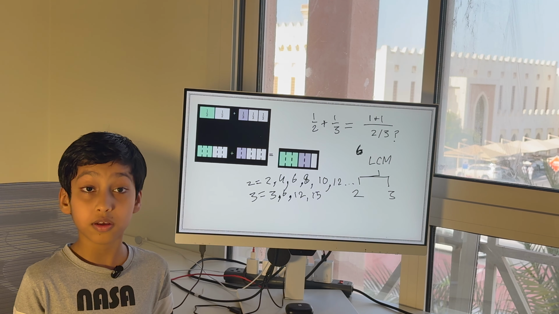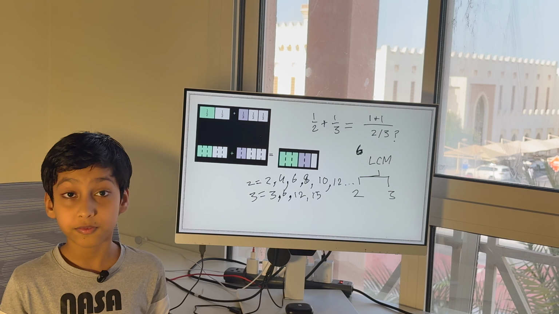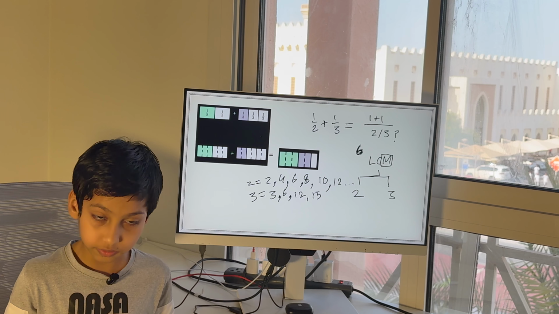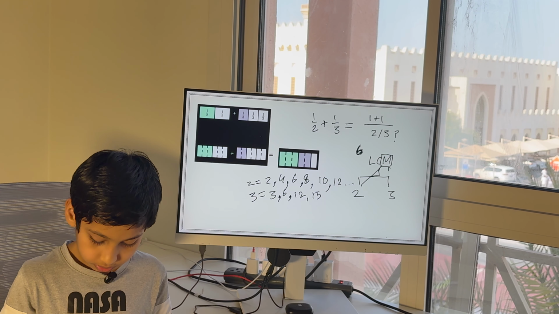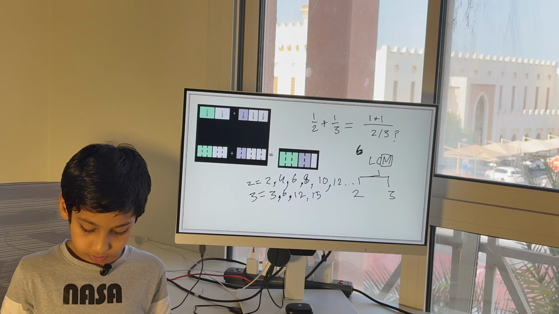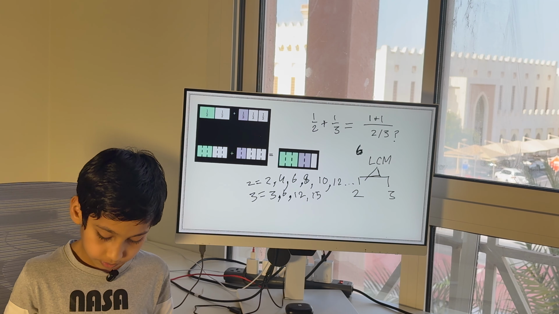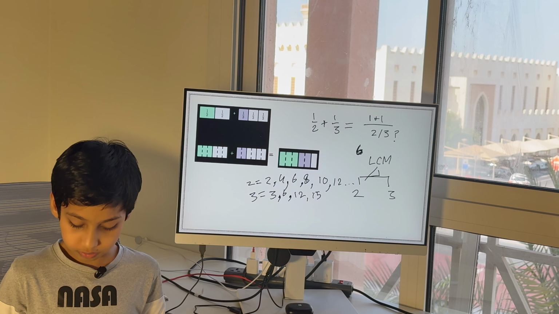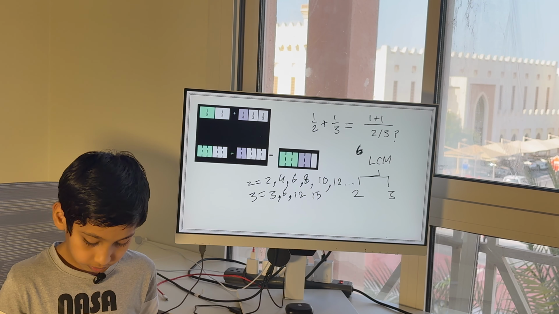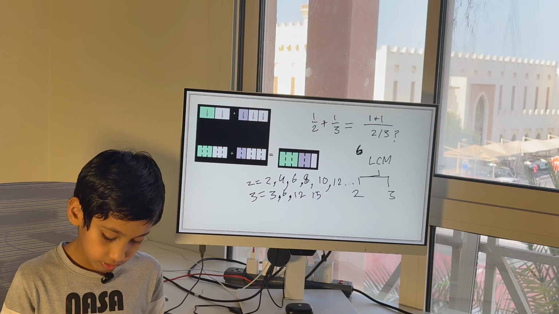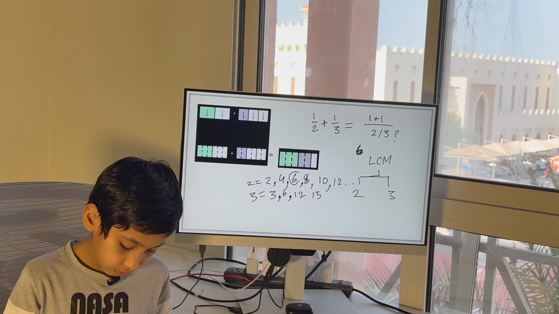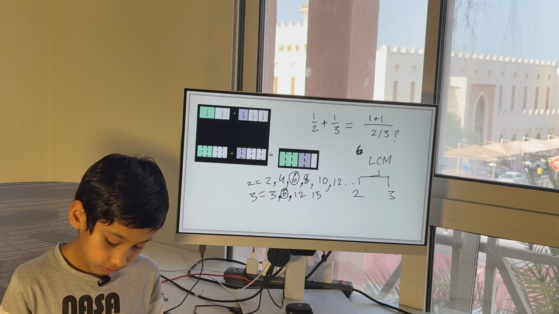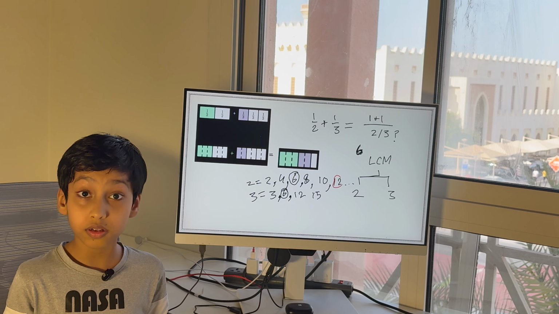So now, this might make sense to you: first we have to find the multiples of these two numbers, then we have to find the common ones among them, and then we have to find the least one from those common ones. So let's see if it works. Here is the first common multiple, which is 6. Then the next common multiple is 12, right?